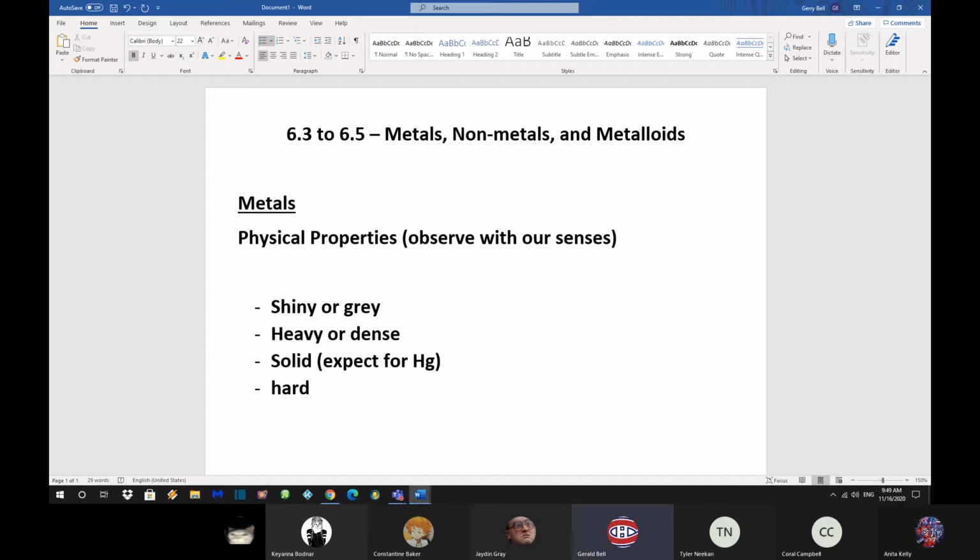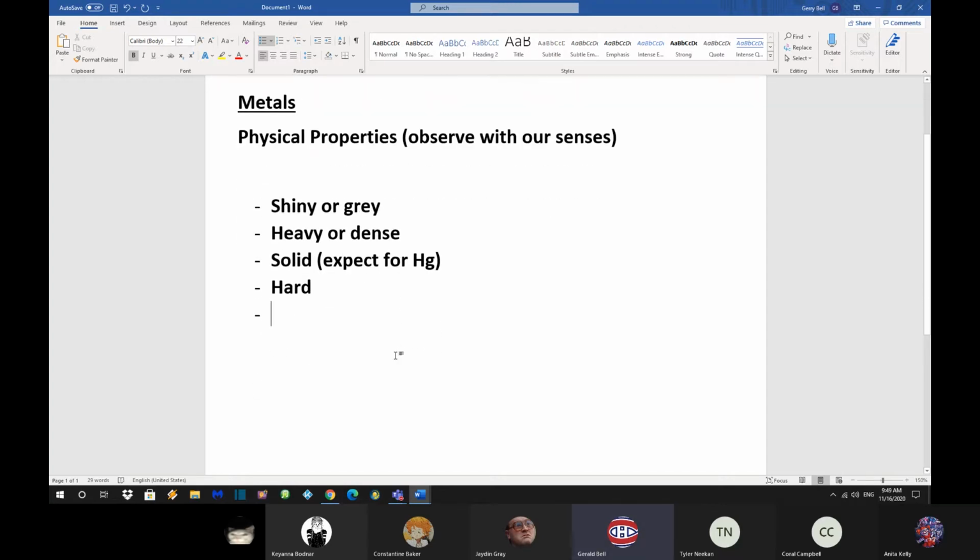And this one actually sort of leads us to another one. So because they're hard, metals have high boiling points and melting points. Like it takes a lot of energy to change it from a solid into a liquid, maybe thousands of degrees. So let's say this. Let's say high boiling and melting points.